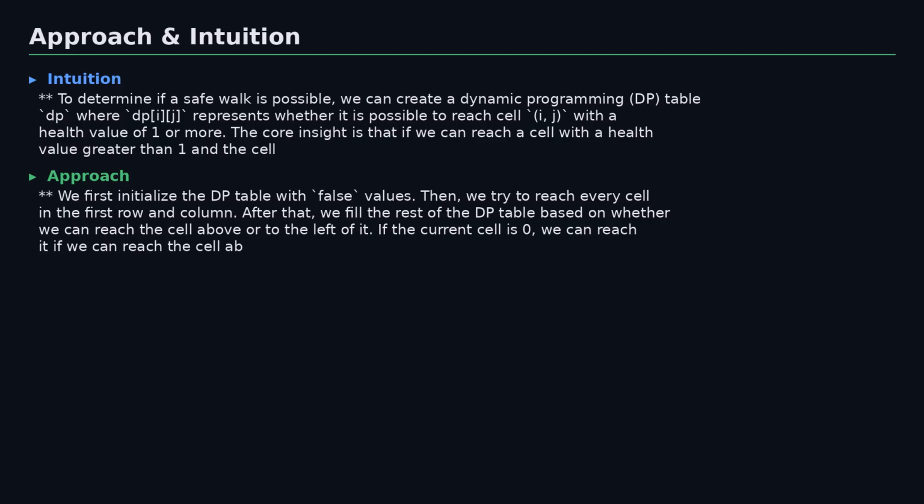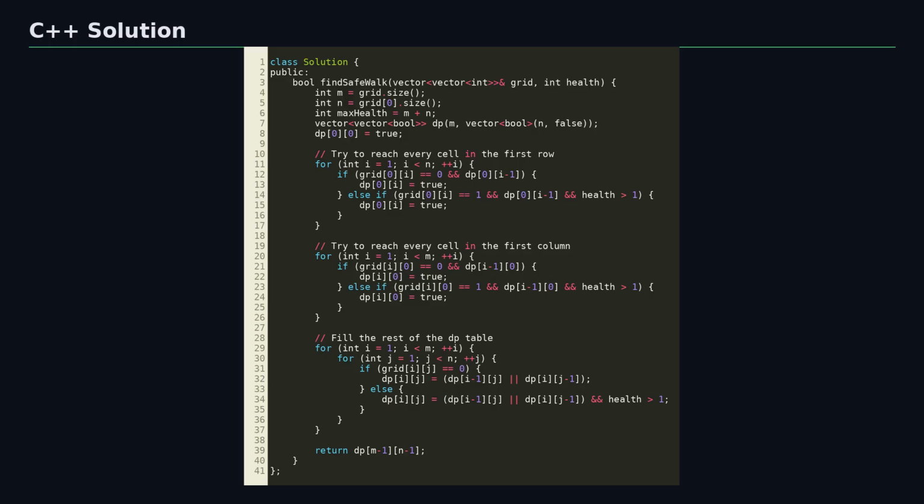Now that we have the intuition, let's think about how we can apply it to our problem. We can create a dynamic programming table where each cell represents whether we can reach that cell with a health value of at least 1. We start by initializing the first cell as reachable, and then we try to reach every cell in the first row and column. After that, we fill in the rest of the table based on whether we can reach the cell above or to the left of it.